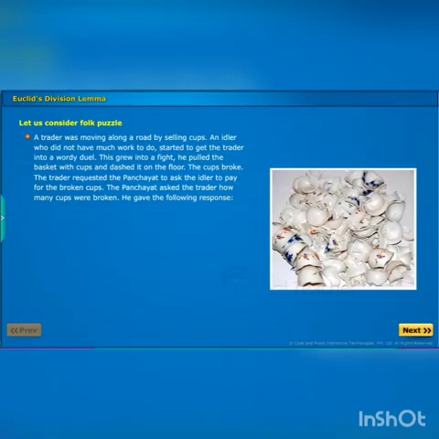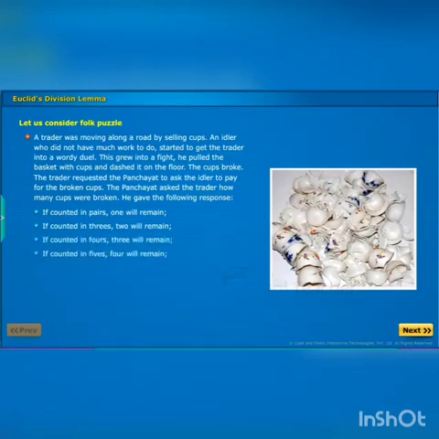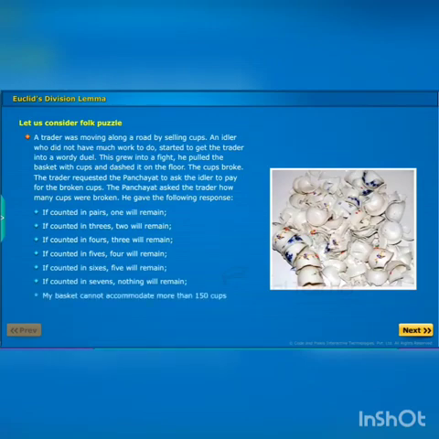The panchayat asked the trader how many cups were broken. He gave the following response. If counted in pairs, 1 will remain. If counted in threes, 2 will remain. If counted in fours, 3 will remain. If counted in fives, 4 will remain. If counted in sixes, 5 will remain. If counted in sevens, nothing will remain. My basket cannot accommodate more than 150 cups. How many cups were there?